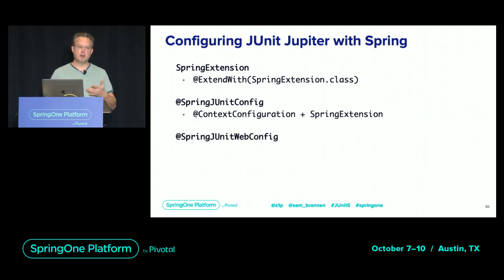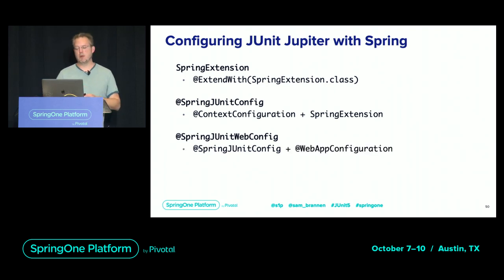And if you're creating a web app, you can use @SpringJUnitWebConfig, and that's just another level of abstraction combining the previous one plus the web app configuration to make sure you get a web application context. And again, we have these @EnabledIf and @DisabledIf annotations. Same names as the ones from JUnit Jupiter, sorry for the confusion, but in Spring they're based on SpEL expressions, so Spring Expression Language expressions.